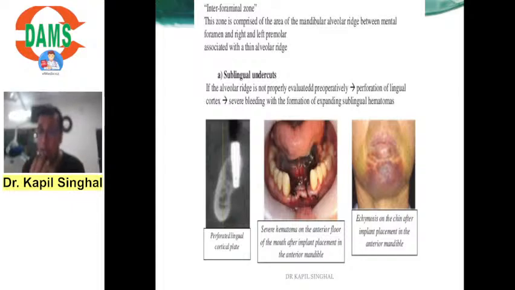It can even lead to ecchymosis on the chin, because that bleeding is not stopping, and that hematoma has happened on the chin also. So it can lead to severe hematoma.